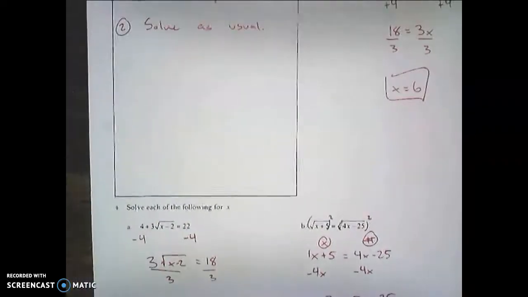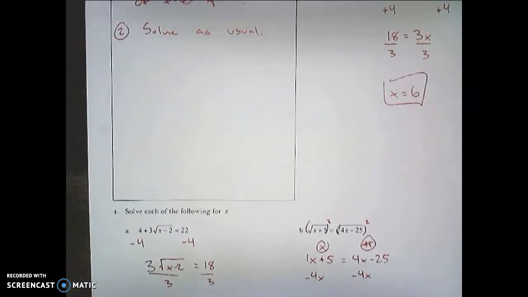So again, we want the square roots by itself. Then we square both sides to get rid of the square root. And then we solve as usual. So this is objective 58.